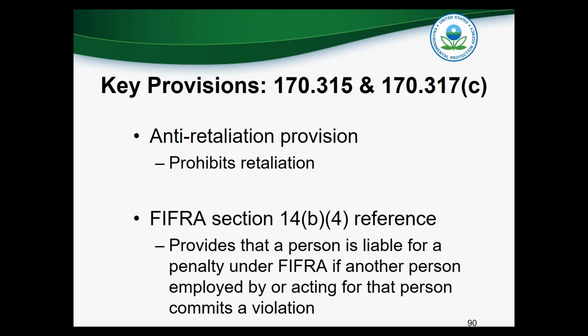Another key provision is the reference to 14(b), which says that a person is liable for a penalty under FIFRA if another person employed by or acting for that person commits a violation. The reason this is important is because the WPS has been fraught with situations where the employer says, oh, well, no, I assigned that to a labor contractor. The labor contractor was responsible, not me. And what this points out is that FIFRA holds that no matter whether they assign responsibility or hired somebody else to do it, they are always liable if a violation of the WPS occurs.